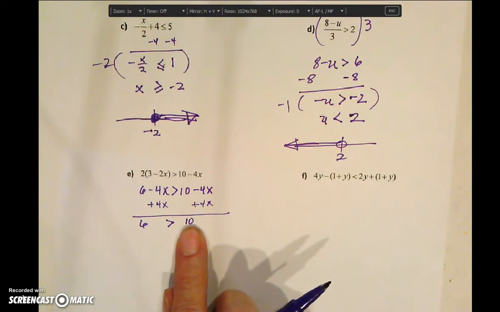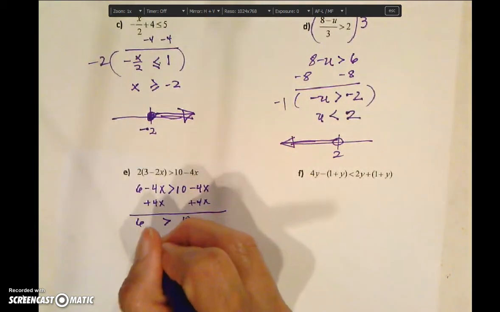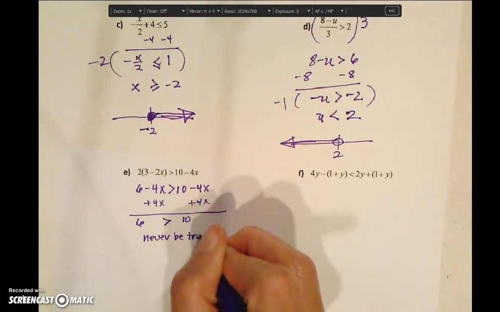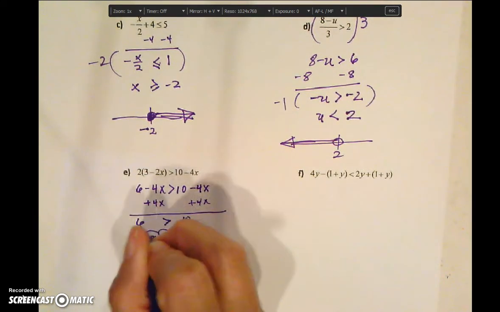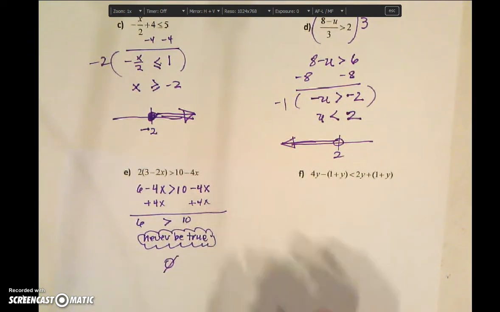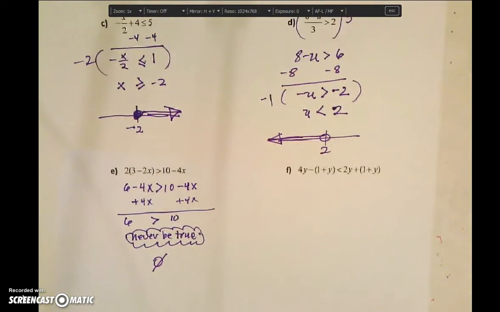Is that true or false? No, 6 is not greater than 10, so this will never be true. So that's what I'm thinking in my mind. I'm thinking in my mind it'll never be true. There's my thought bubble, and the answer then is going to be no solution.